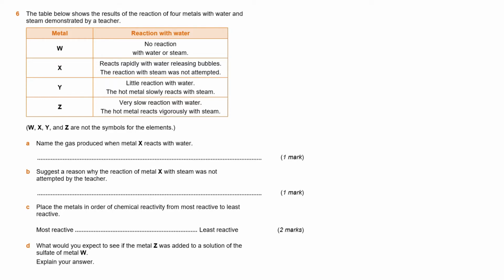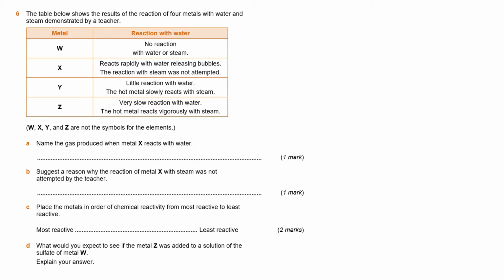For W, there is no reaction with water or steam. X reacts rapidly with water releasing bubbles, the reaction with steam was not attempted. Y, little reaction with steam, the hot water slowly reacts with steam, very slow reaction with water, the hot metal reacts vigorously with steam. So W, X, Y, and Z are not the symbols for the elements.